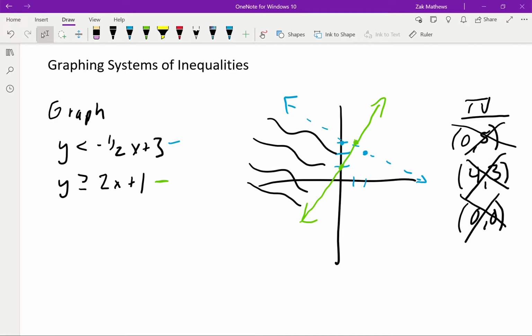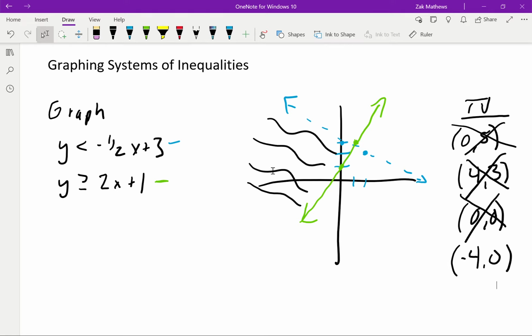So let me choose a point that would be in that region. So let's say negative 4, 0. That would be right about here. If we plug that in, is 0 less than, that would be a positive 2 plus 3? Is 0 less than 5? Yes, it is. And then is 0 greater than negative 8 plus 1, negative 7? Yes, it is. So we have the correct region. So we can absolutely use the test values as we have done in the past.